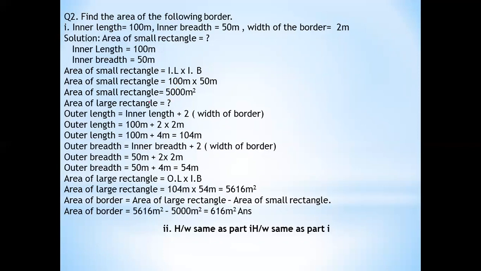Dear students, here the area of the large rectangle is unknown, as we did in part number 1 of question number 1. Now here, the outer length, you know, is the inner length plus 2 times the width of the border.